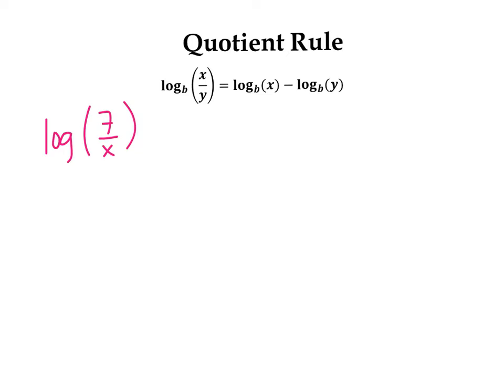Notice how through division, we're going to be using subtraction. When we divide in the quotient rule, just like with the exponents, we're going to subtract the two different logs. So we're going to take the numerator minus the denominator. And that's basically it. Log base 10 of 7, or log of 7, minus log of x.